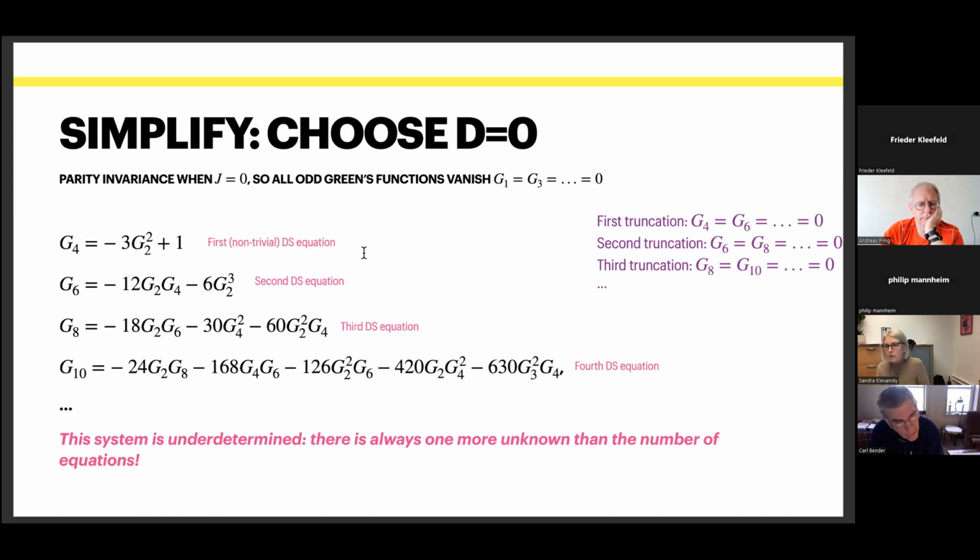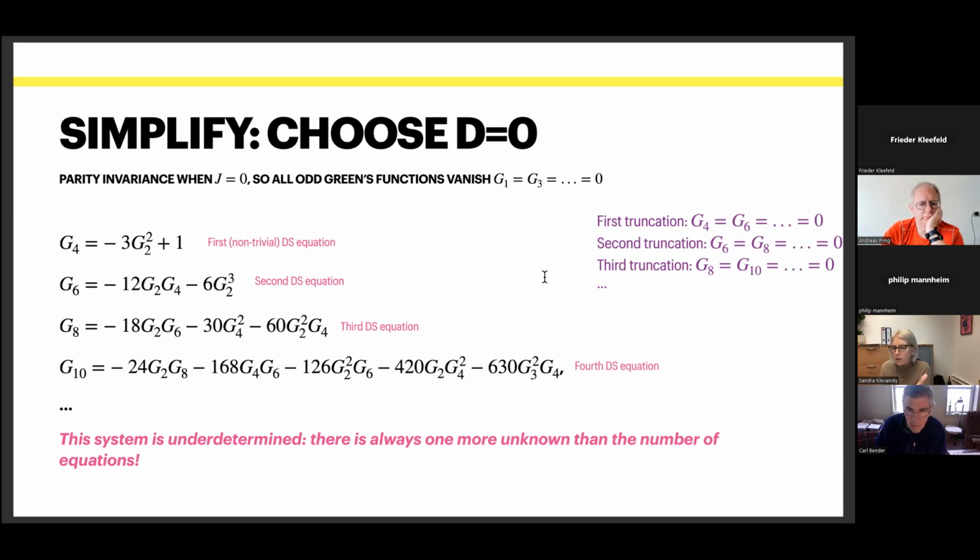The second truncation that we could choose is simply set G6 equal to G8 equal to G10 equal to 0. If we do that, then we know G4. So we can insert G4 into the second equation, which would mean we have a different equation for G2, but we can solve this and set it equal to 0.